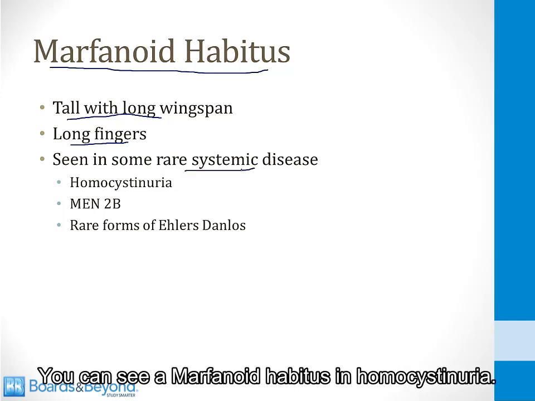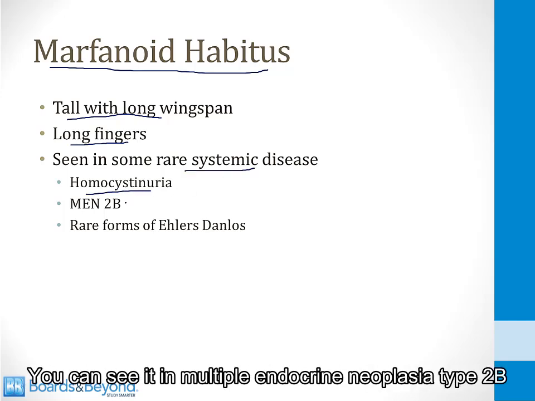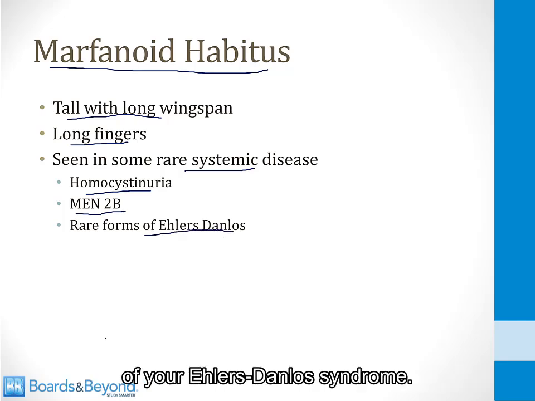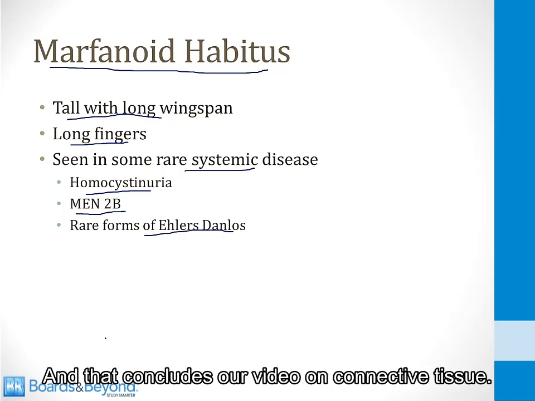You can see a Marfanoid habitus in homocystinuria. You can see it in multiple endocrine neoplasia type 2B. And you can also see it in some of the rare forms of Ehlers-Danlos syndrome. And that concludes our video on connective tissue.